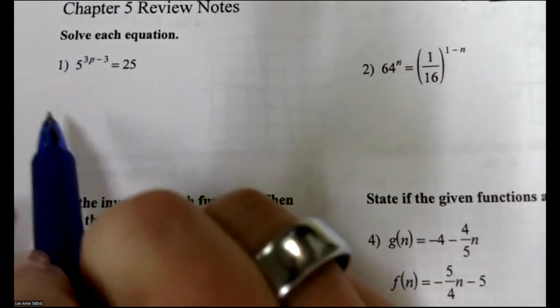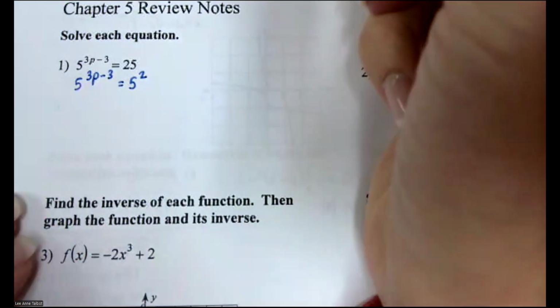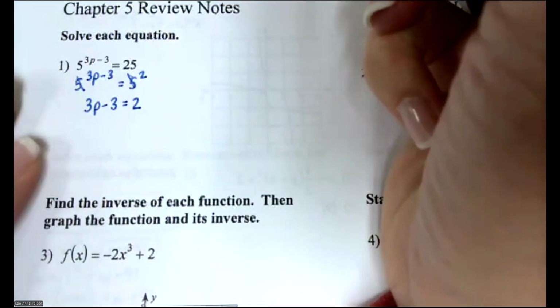So, what is the common base I should use in number one? 5. Beautiful. 5, 3p minus 3 equals 5 squared. This is about where they're at right now. Cancel the 5s. 3p minus 3 equals 2.